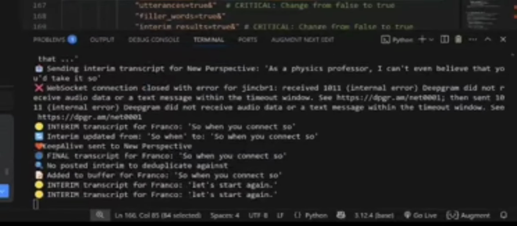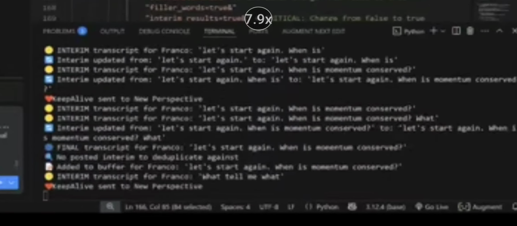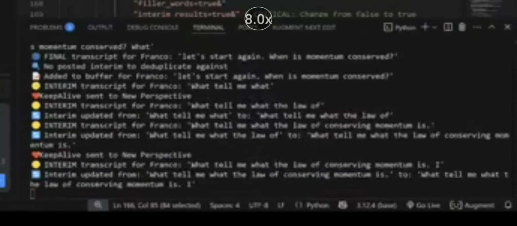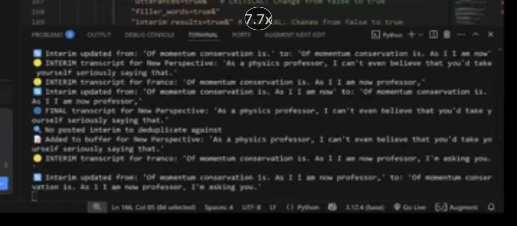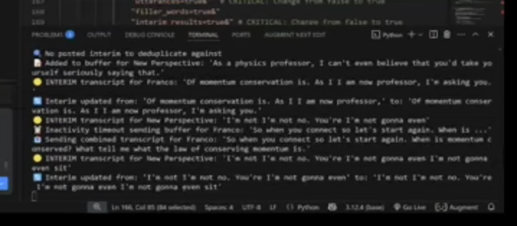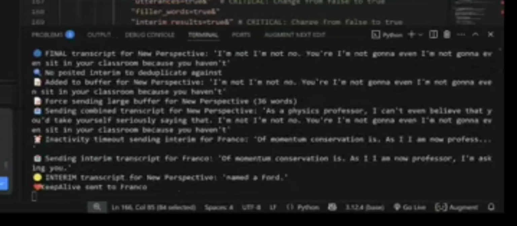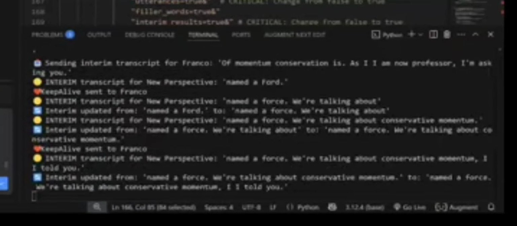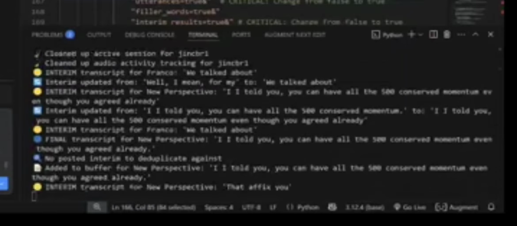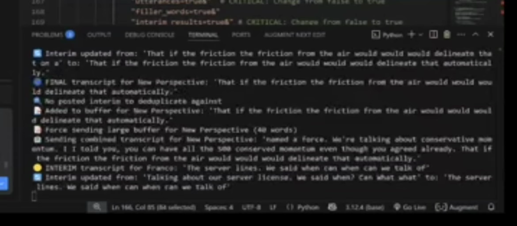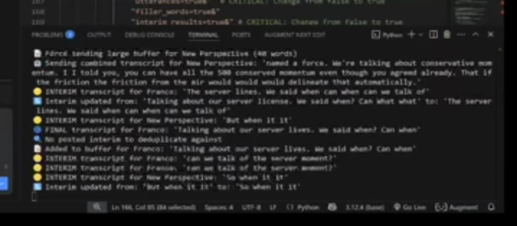So let's start again. When is momentum conserved? Tell me what the law of momentum conservation is, as I am now a professor, I'm asking you. No, I'm not going to even sit in your classroom because you haven't named the force. We're talking about conserved momentum. I told you you can have all the conserved momentum, even though you agreed that friction from the air is already momentum. But when can we talk of conserved momentum? When is momentum conserved?